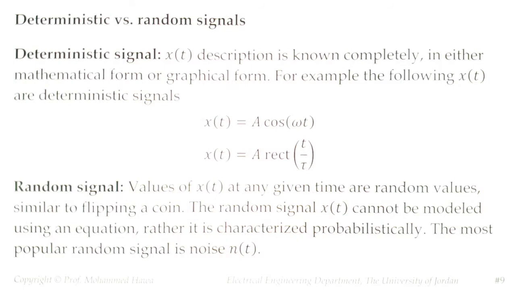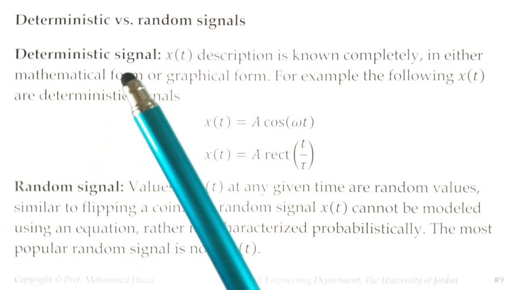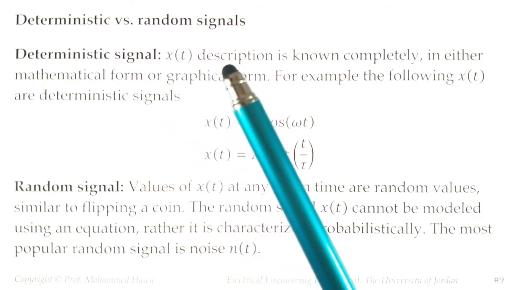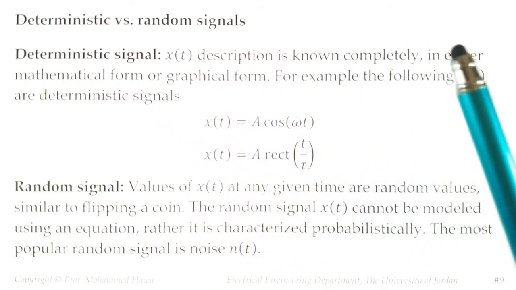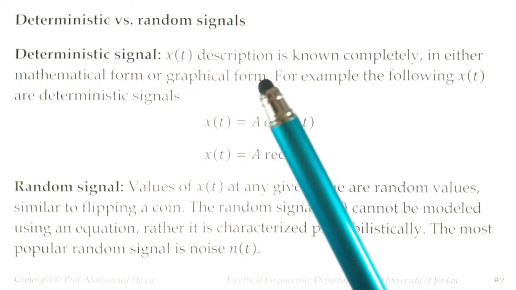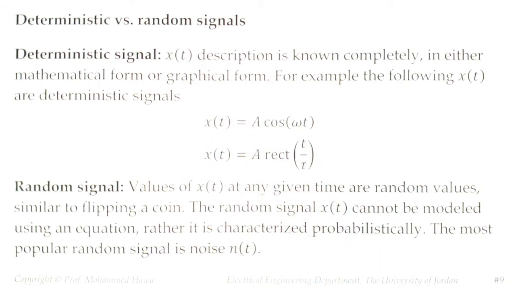How about deterministic versus random signals? A deterministic signal x of t has its description well known, either in mathematical form or a graphical form. I'll give you some examples.